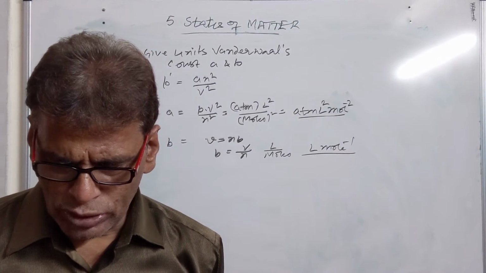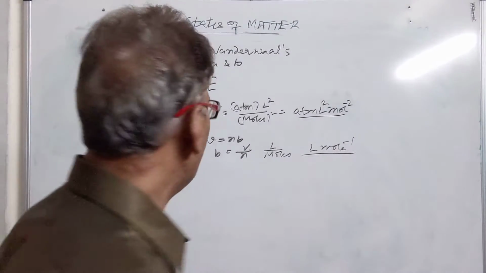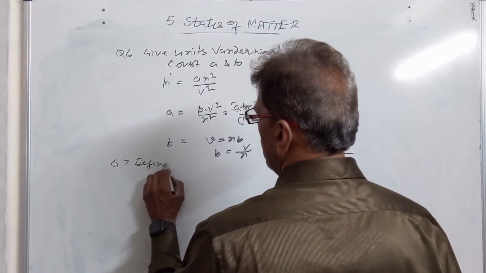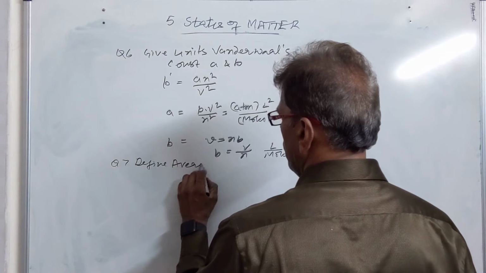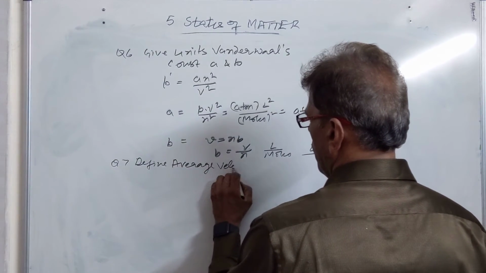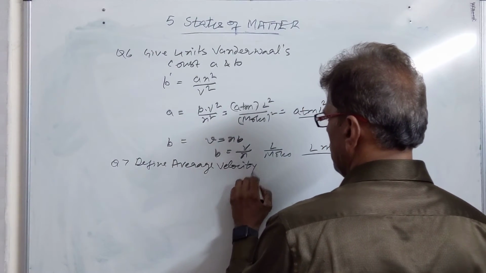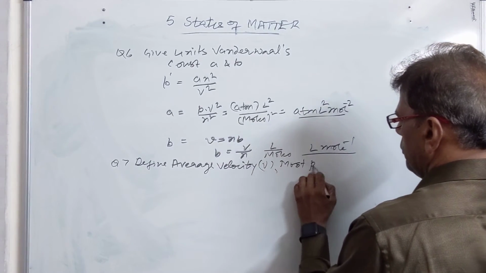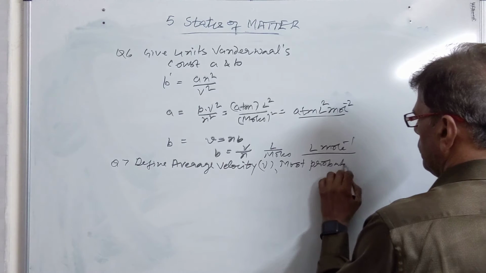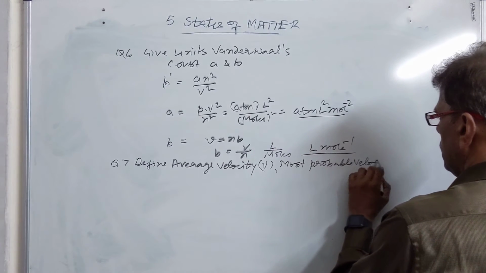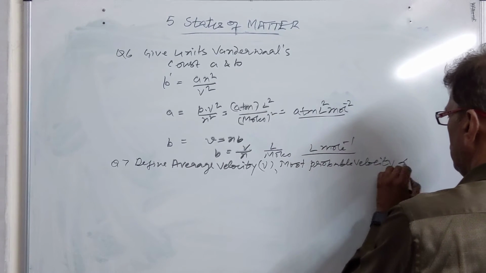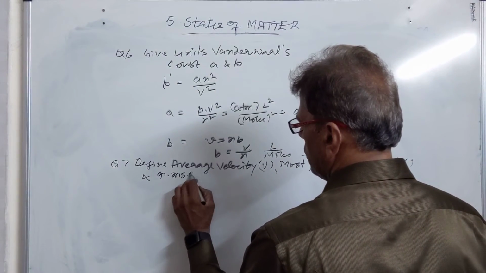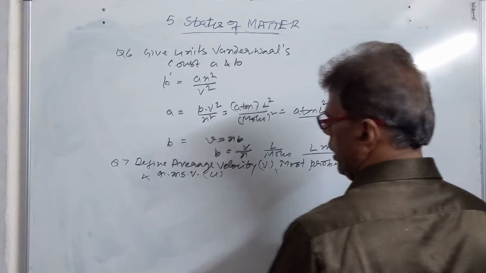Then we have a few more important definitions. Now what are those definitions? Define average velocity, that is represented by V. Most probable velocity, it is represented by alpha. And root mean square velocity, that is given by U.